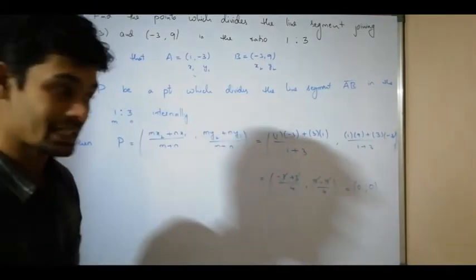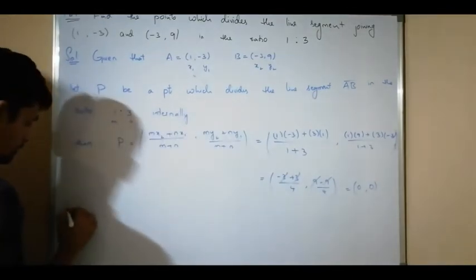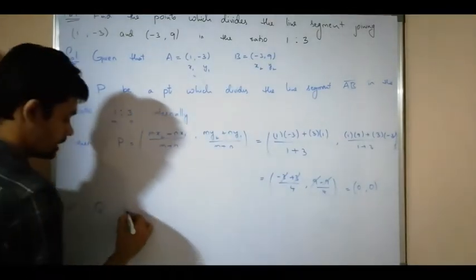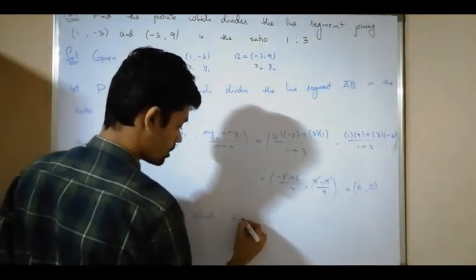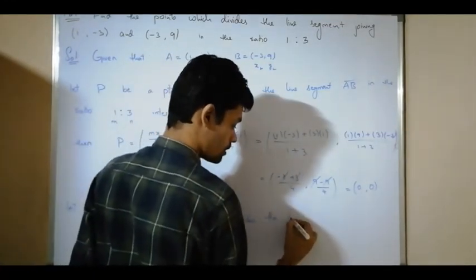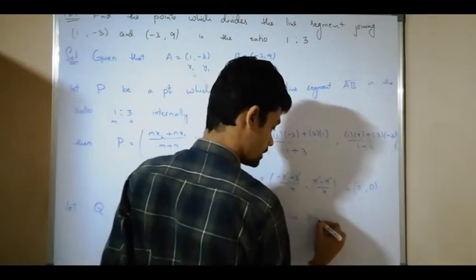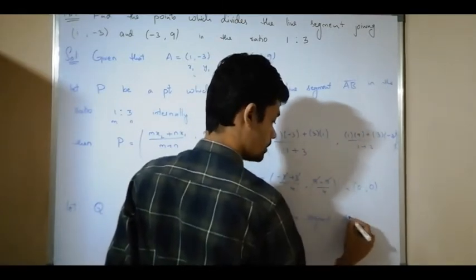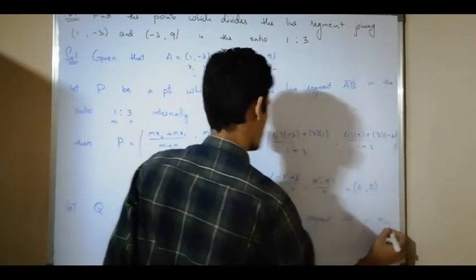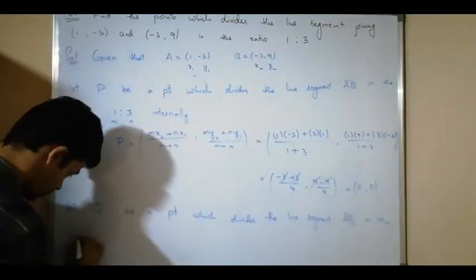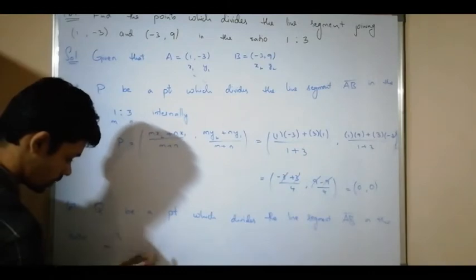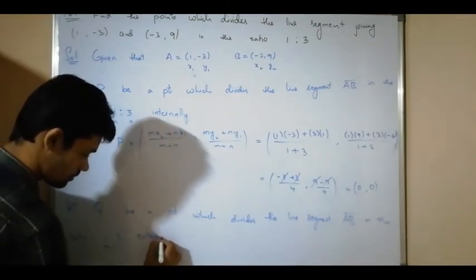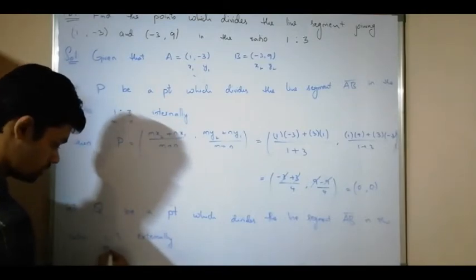Similarly, we can find externally. Let Q be a point which divides the line segment AB in the ratio 1:3 externally. This is m and n. What is the formula?